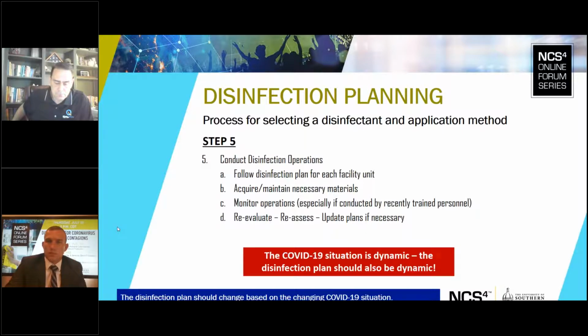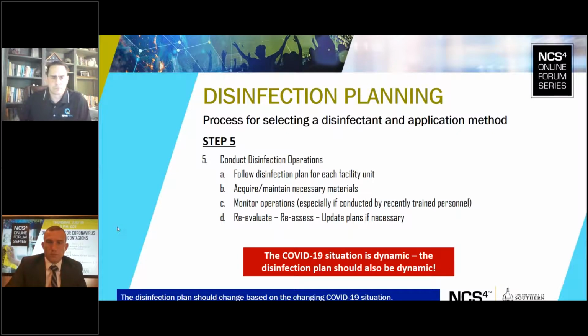And then of course you want to monitor your operations and see if they're working. At the beginning of this, I worked with clients who were applying every day, a few hours a day, and then once they got comfortable, they lowered their application process down. That's when you do your reassessment. If you've got people in the building all the time, you want to continue to incorporate disinfection into it. But if you go a long period of time where there haven't been people in there, you might not have to use such an extensive disinfection program.